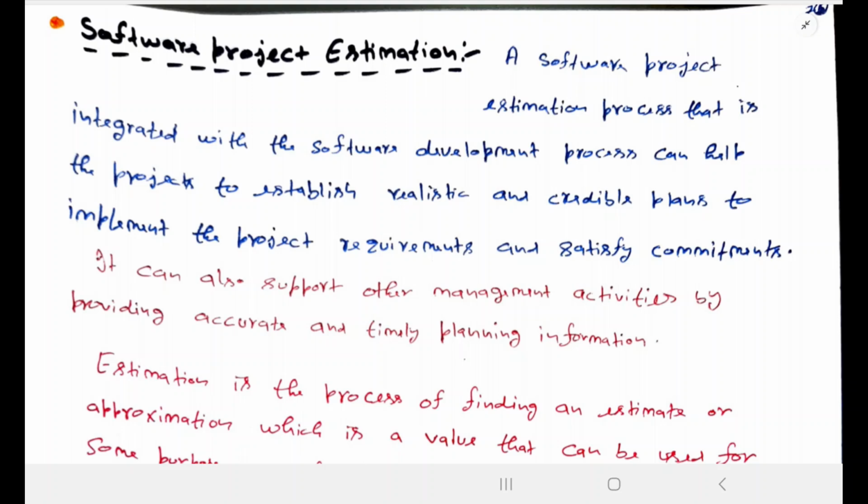Okay, a software project management estimation process that is integrated with the software development process can help projects to establish realistic and credible plans. It is said realistic and credible plans because if you have proper data or a proper estimate of a particular project, then you can plan well.